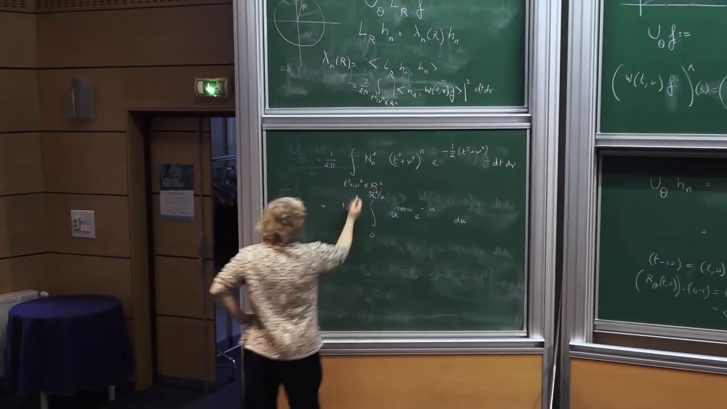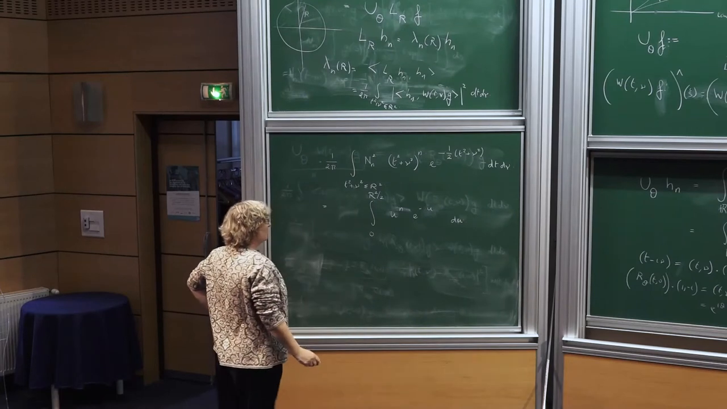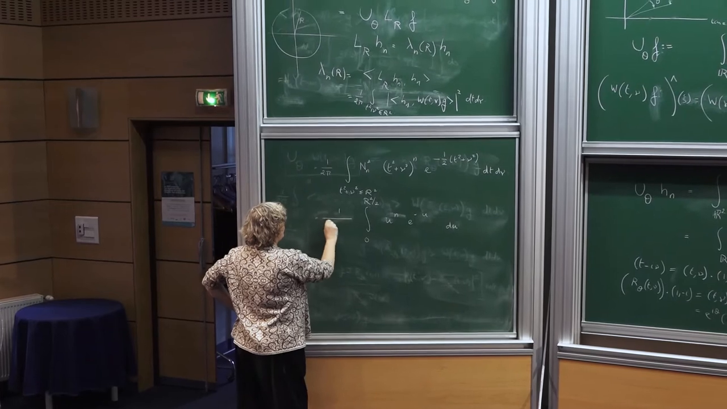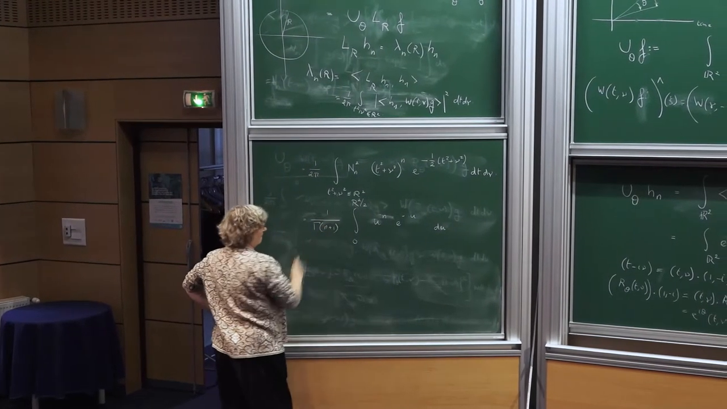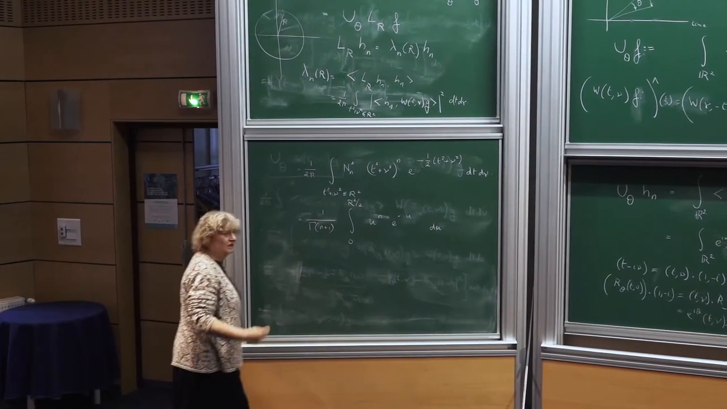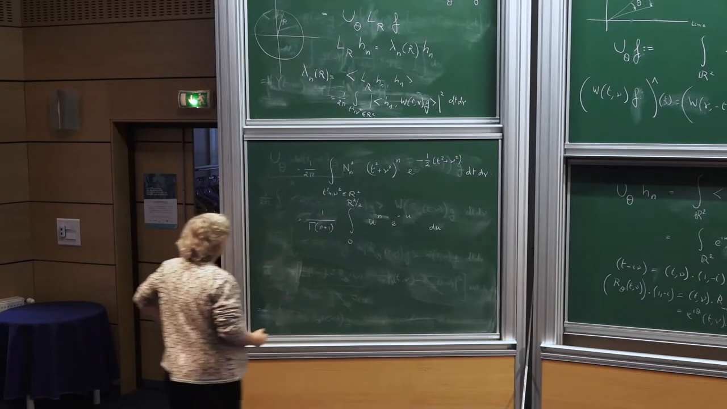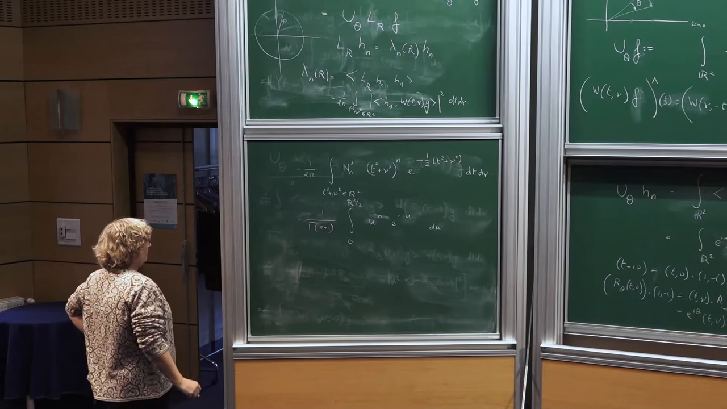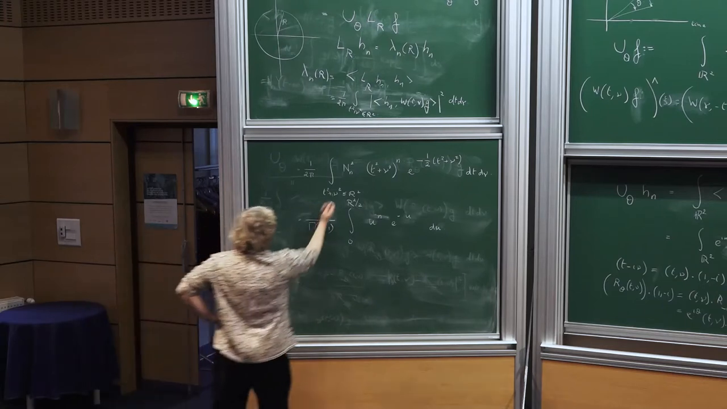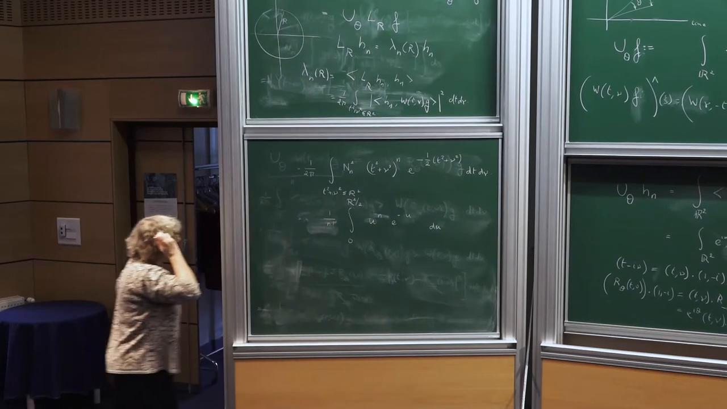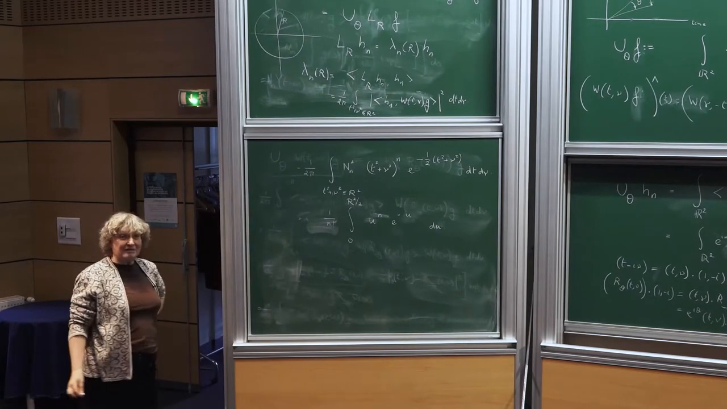So this is just going to be 1 over what we get when we take the full integral, which is a gamma function, which is n factorial or whatever. Yeah, n factorial. So we know those eigenvalues.